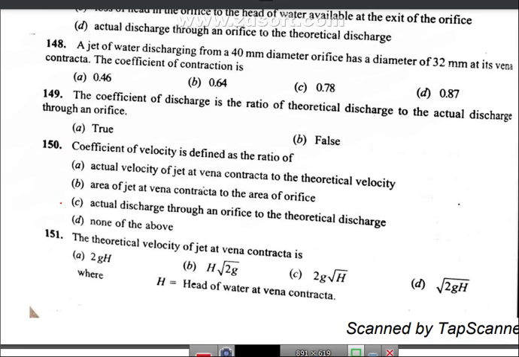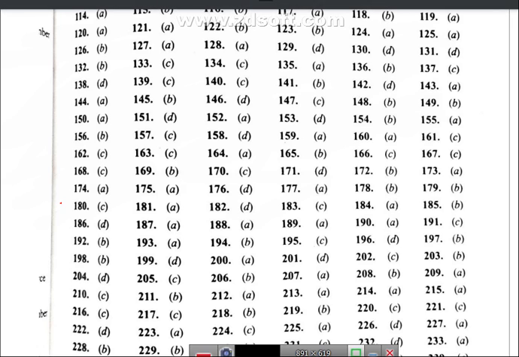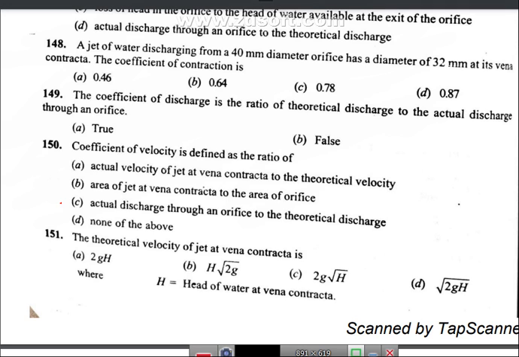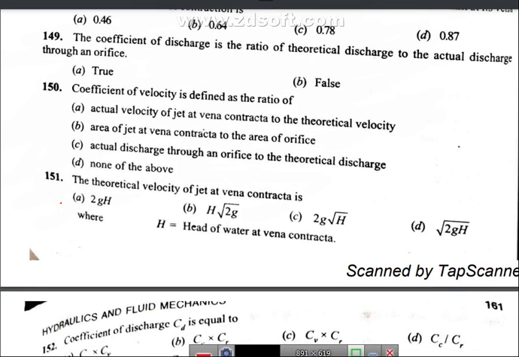क्वेश्चन नंबर 148 कह रहा है कि a jet of water discharging from a 40 mm diameter orifice has diameter of 32 mm at its vena contracta. The coefficient of contraction is कितना होगा 0.46, 0.64, 0.78 and 0.87. Right answer is 148 का B. That is your 0.64.